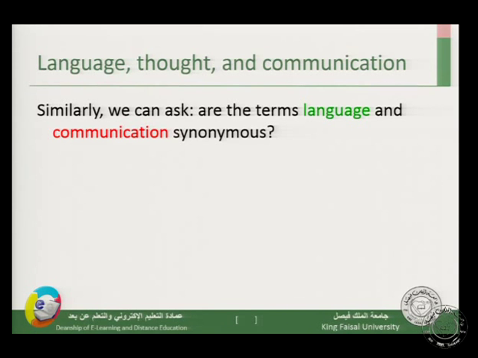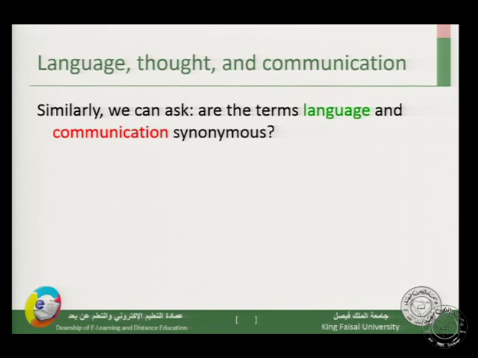Similarly, we can ask, are the terms language and communication synonymous? Now this is a bit tricky. Why? Because language is a form of communication. Now I think it is tricky to answer this question. Why? Because language is a form of communication.